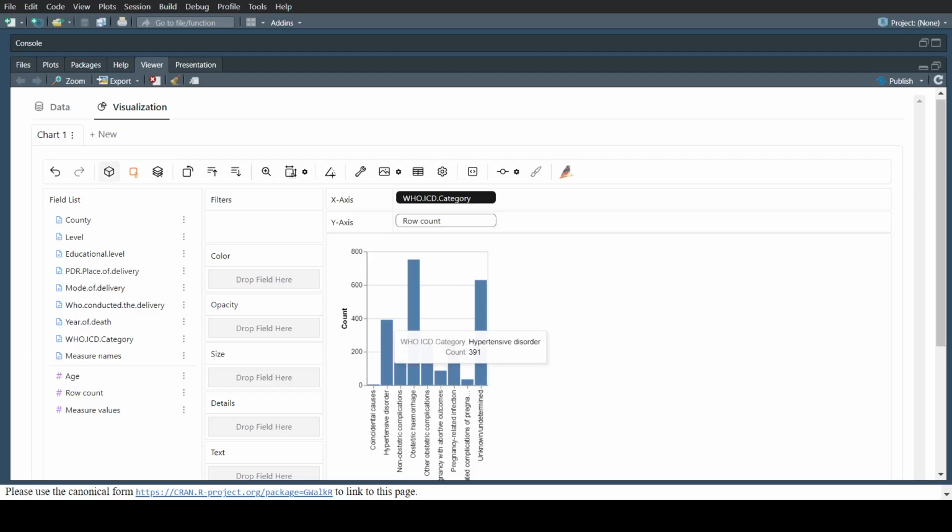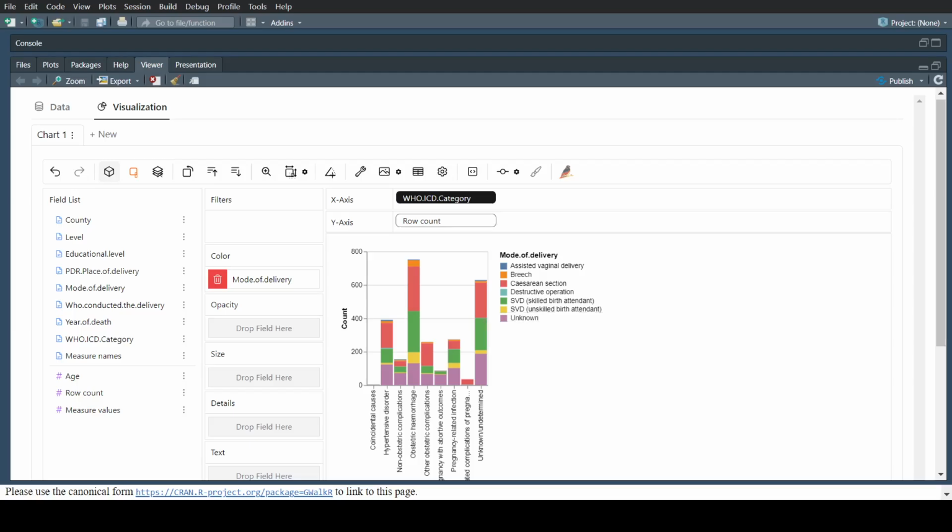And hypertensive disorders were the second highest cause of death. Pregnancy-related infection, number 3. And let's see, for example, what was the mode of delivery for these women. Maybe we can put it here as the color and see how these women delivered their babies. So we can see cesarean section in the red.